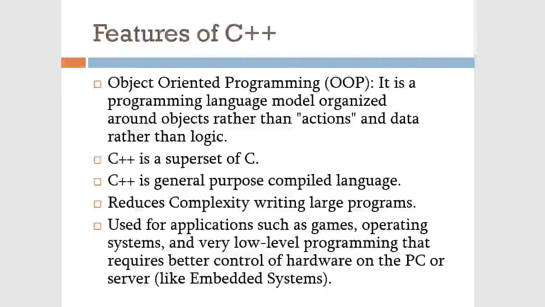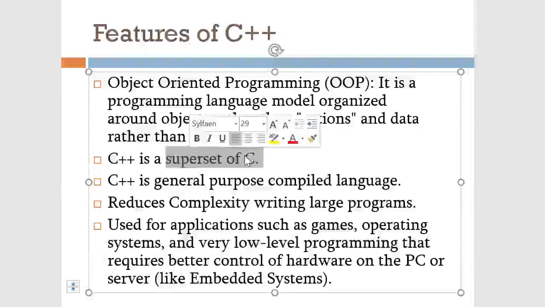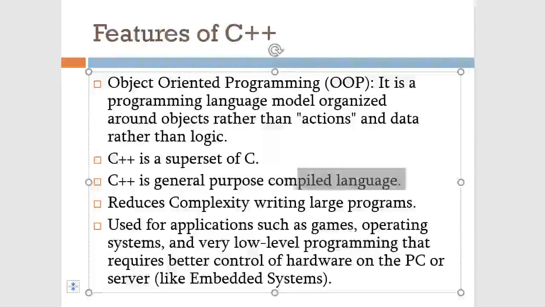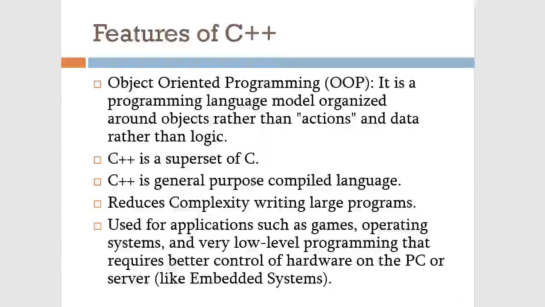C++ is a superset of C programming as it is derived from the C programming language. C++ is a general purpose compiled language. That means you should have a compiler to compile your programs. So the programs which are written by you using any IDE will be compiled by the C++ compiler, and they will be converted into an executable format. So that executable can run on your computer system or any other target processor, for example, the processor which is running on any embedded control system.